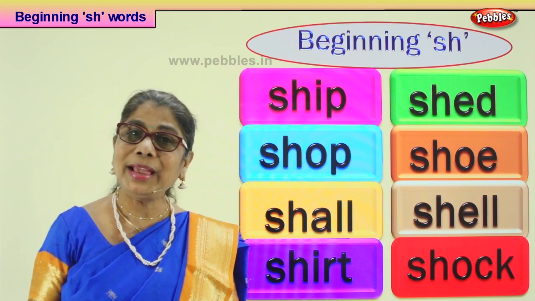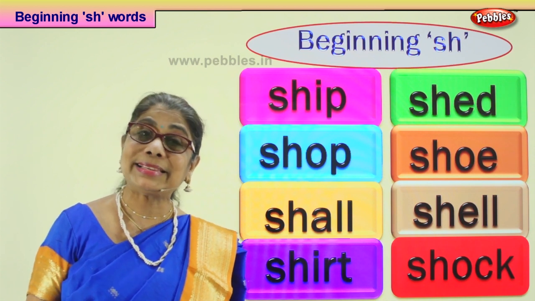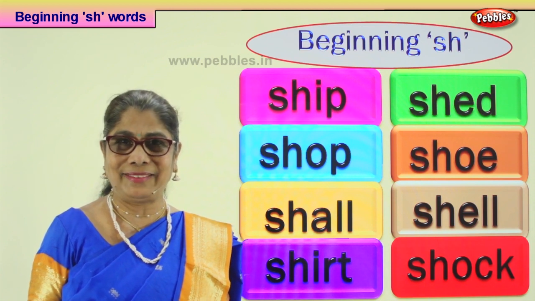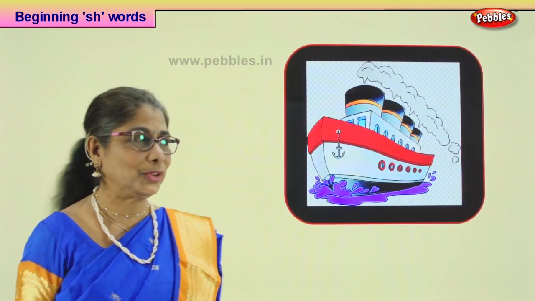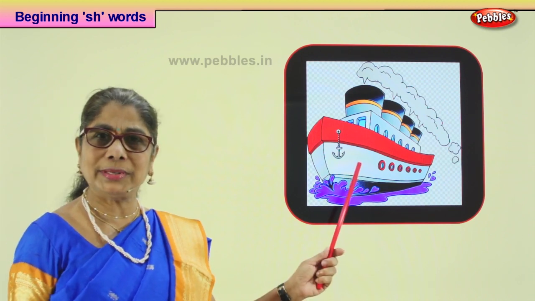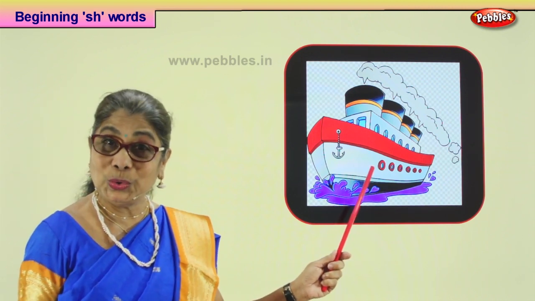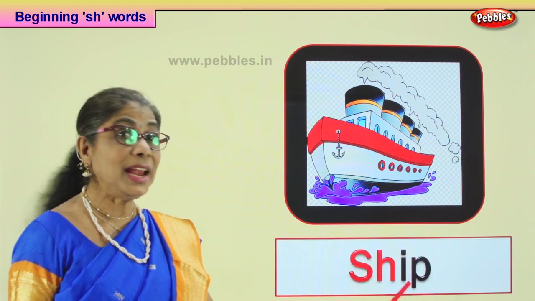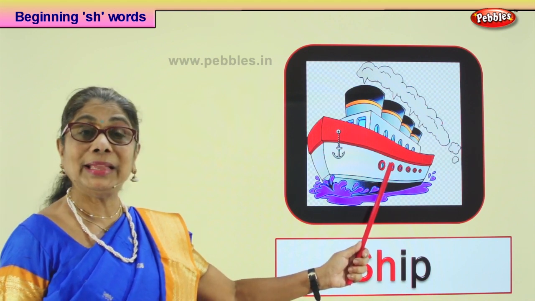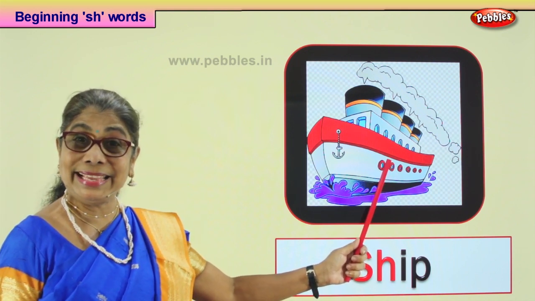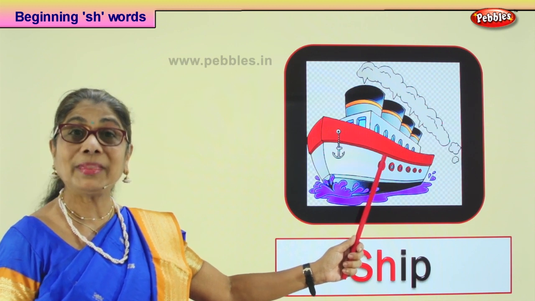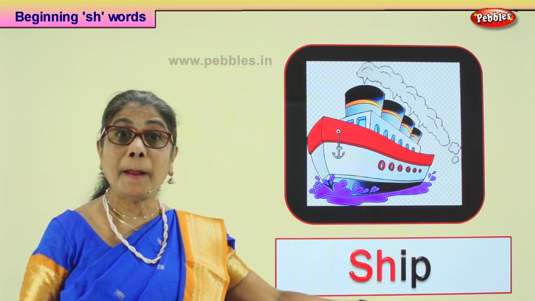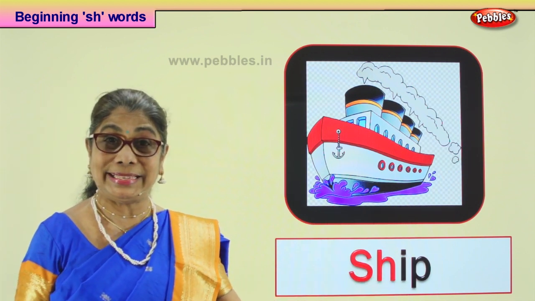Now, looking at all this, we will do an exercise trying to remember the beginning consonant digraph. Shall we do an exercise? Good. Here we are. What picture is this? Good. It's a picture of a ship. Ship. Where does the ship go? Ship goes on the sea. And who travels in the ship? You can go from place to place in a ship. Ship always moves in a big ocean, big seas.